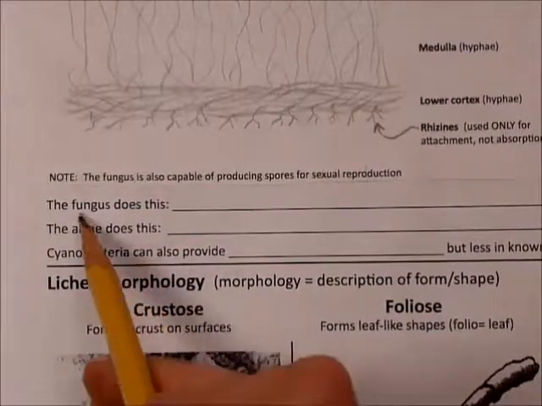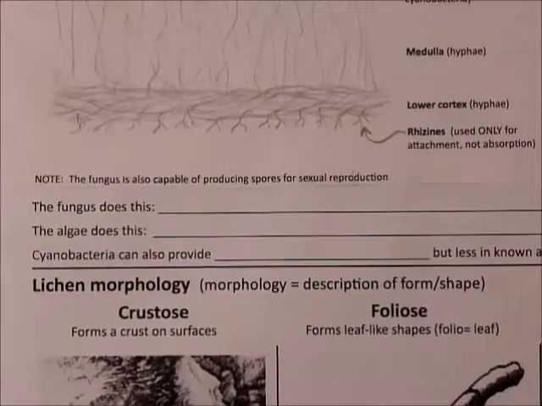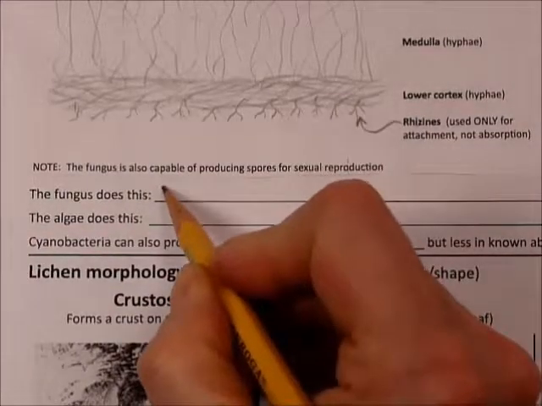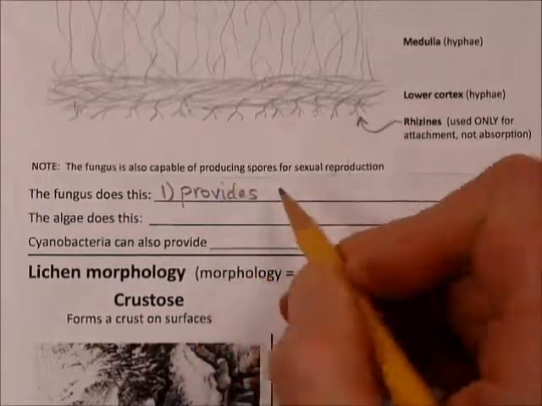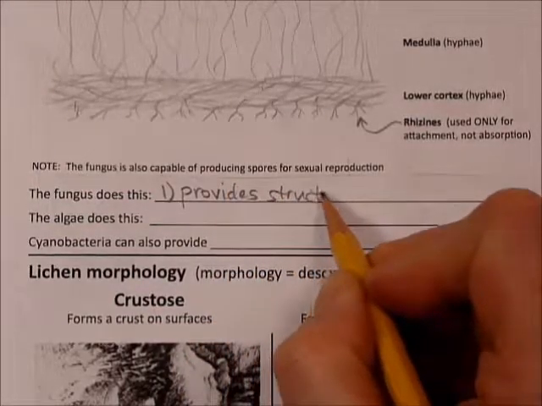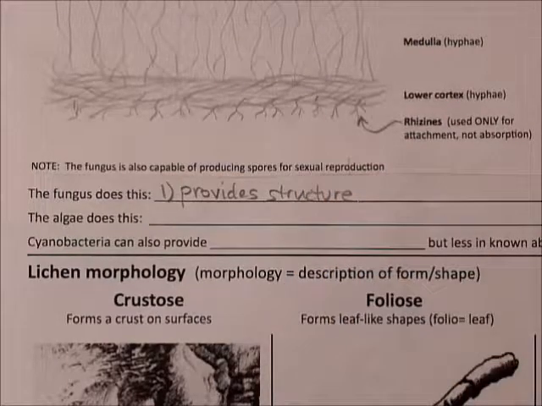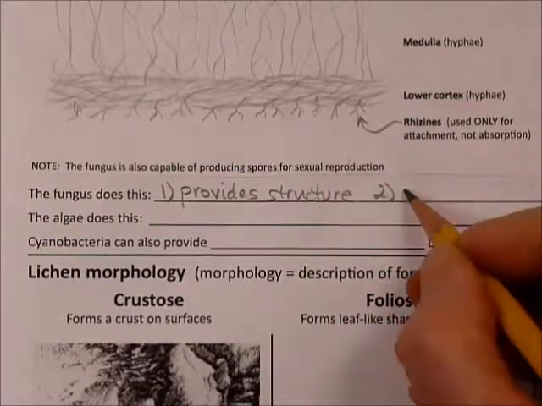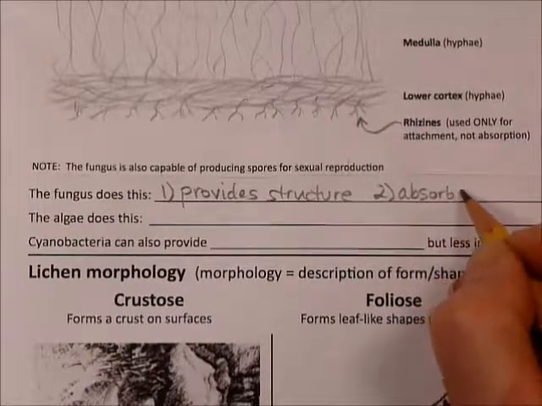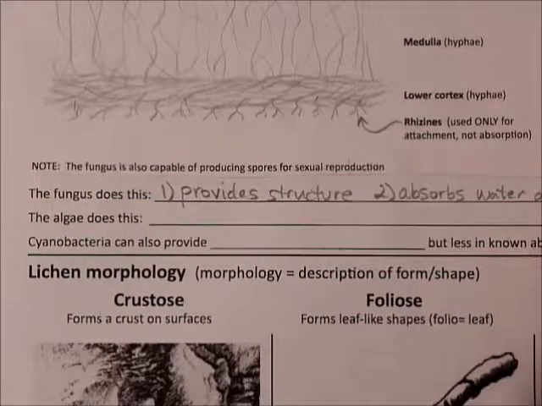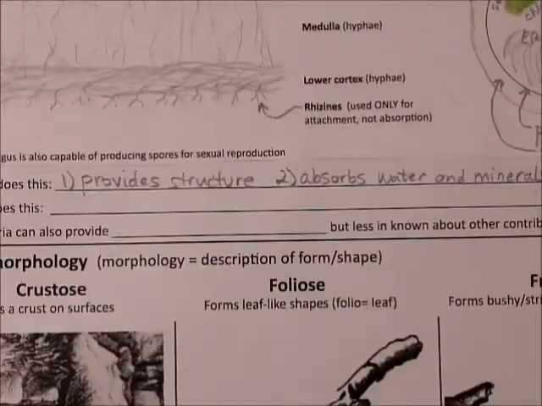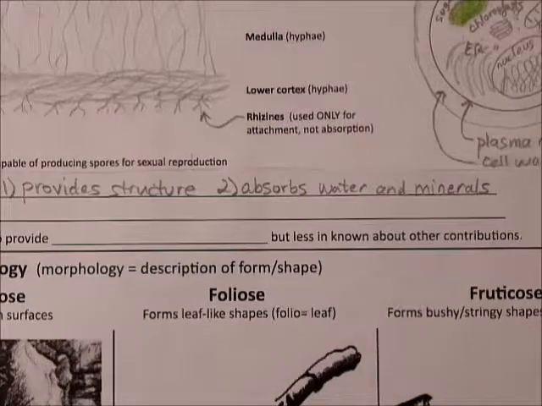So we could write this down here. Right here we have what the fungus does in the symbiosis. The fungus, number one, most important thing, it provides the structure, that nice neighborhood. And number two, it absorbs water and I'm going to say minerals. You could say nutrients, but basically nutrients means minerals, elements that it needs.